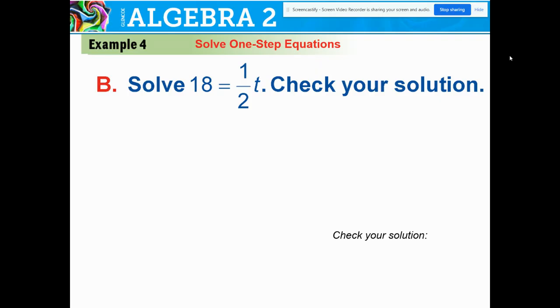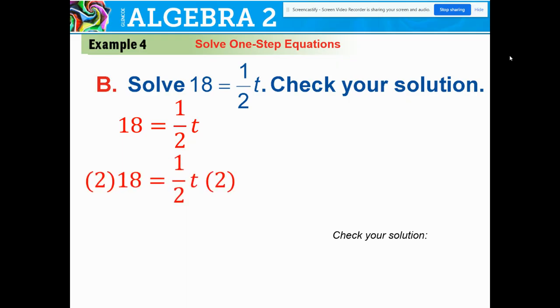Here's another one. We're going to solve this. I'm going to rewrite it off to the side so we have a little more room. And we have to undo that multiplying by 1/2. To undo that, we can multiply both sides by 2, because 2 times 1/2 is 1, and on the right-hand side, we're just going to get t.